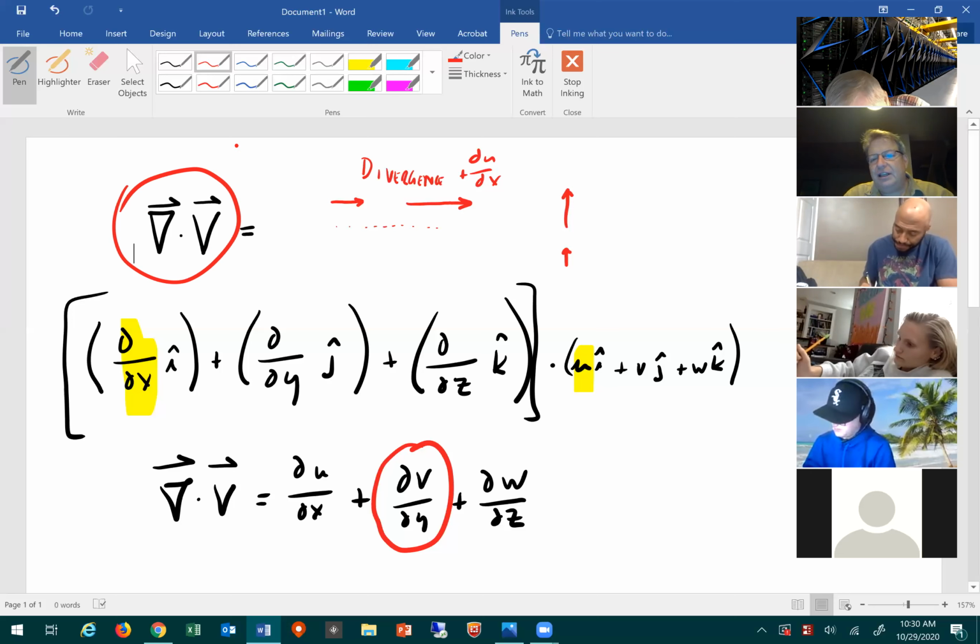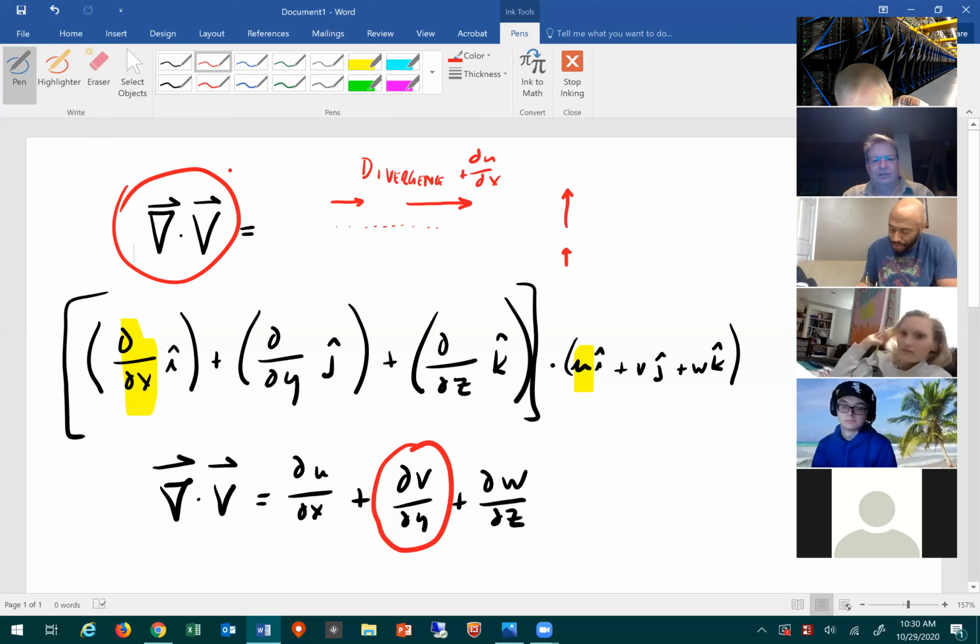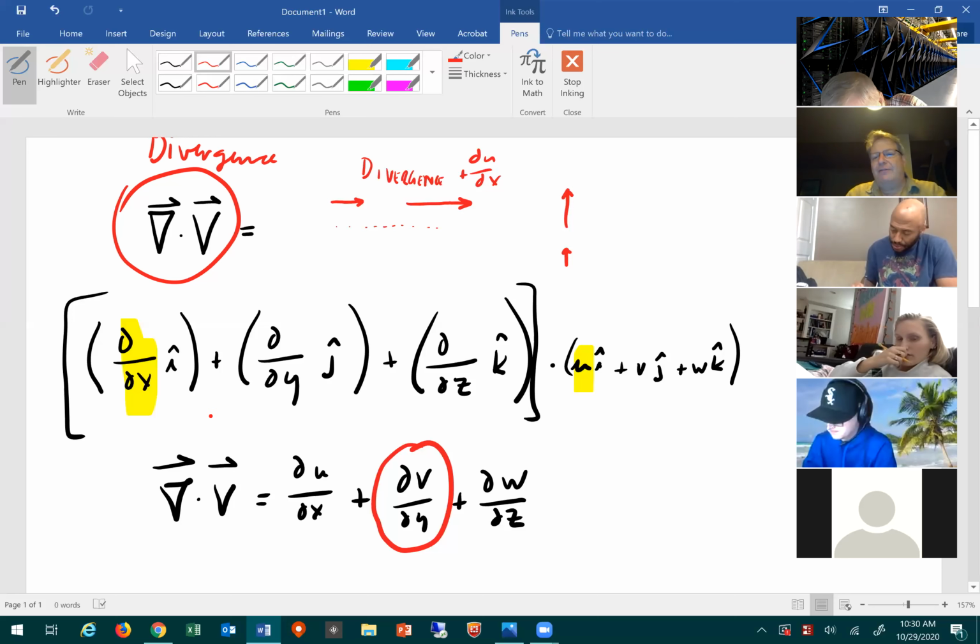After Calc 3, at COD at least, you have a one semester hour course called vector calculus, after the semester's over. They say del dot V, and they call this the divergence of a vector. Well, who knows divergence better than meteorologists? The answer is nobody. We know what that is.